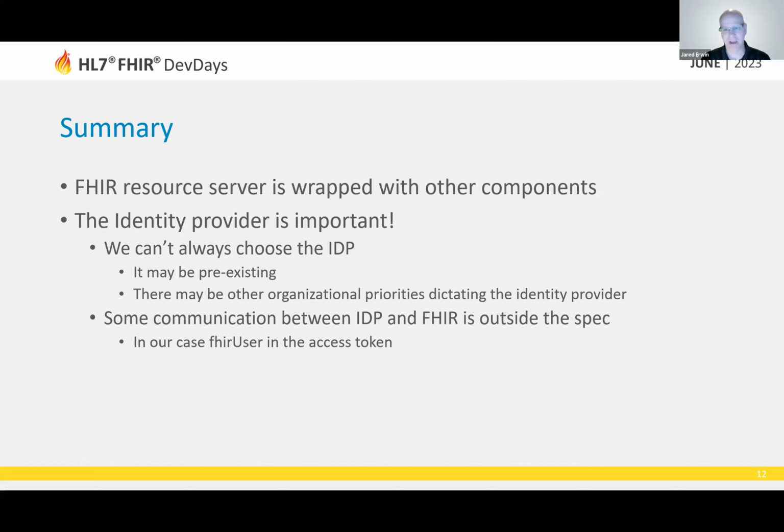And then I'll just reiterate the fact that we chose to send some information in the access token that's outside the spec. And it does maybe cause a difficulty if you wanted to just swap identity providers, right? You say you don't want Azure Active Directory, or you had the opportunity to change it. In our case, you'd need to make sure to send that FHIR user information in the access token. The other new identity provider would have to do that.